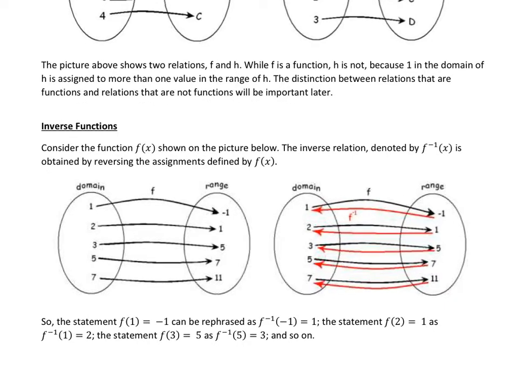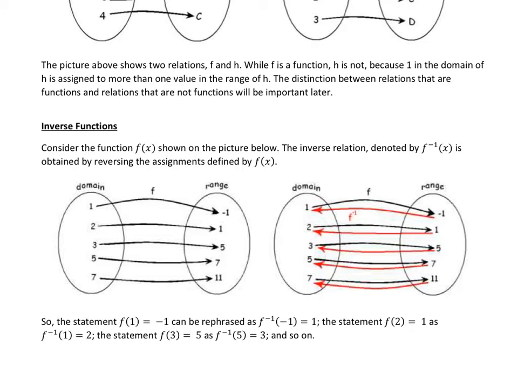So in the pictures below, the picture on the left represents the function. The picture on the right represents the inverse of that function. In the first picture on the left, you can see that when I plug 1 in, I get out -1. When I plug 2 in, I get out 1. 3, I get out 5. 5, I get out 7. 7, I get out 11.